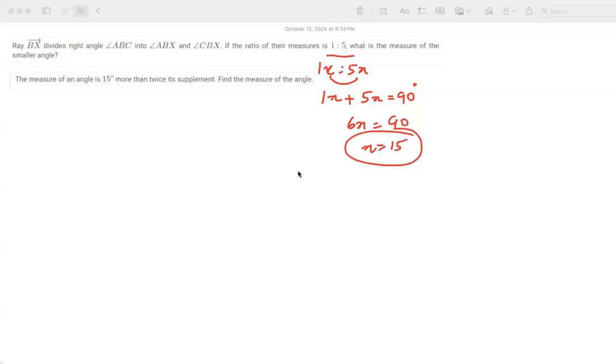Oh, okay. Now for the second question, the measure of an angle is 15 degrees more than twice its supplement. Can you do the second one? Check my answer for the second one. Yes, Ritisha. I don't have the answer. Hold on. I'm checking the last one.